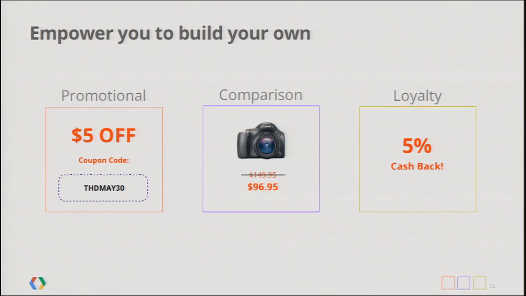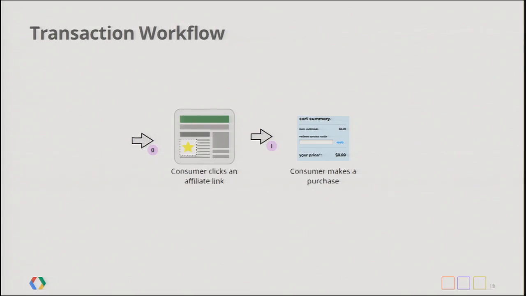The second one is how do you do comparison sites and how would you build one? And the third one is a much more complex scenario that the affiliate channel is really good at handling, which is loyalty. By loyalty, I mean when a consumer makes a purchase, how do you track that order and then pay that consumer back in terms of points or cashback? So with that, let me start with the most basic scenario.